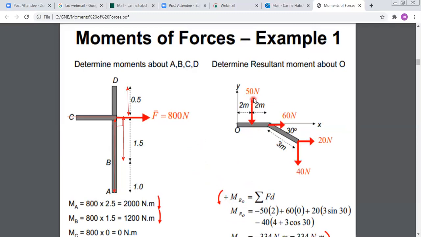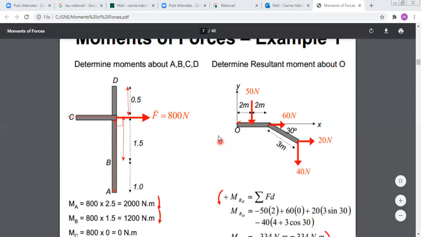First, for the 50 Newton force. To find the moment of the 50 Newton force about O, the first step, as we said, is to draw the perpendicular from O to the force. The distance between the two is 2. And for the moment, look at how the 50 Newton force is rotating about O: it is rotating in the clockwise direction. And since I chose counterclockwise as positive, then for this force, the moment will be minus 50 times 2.